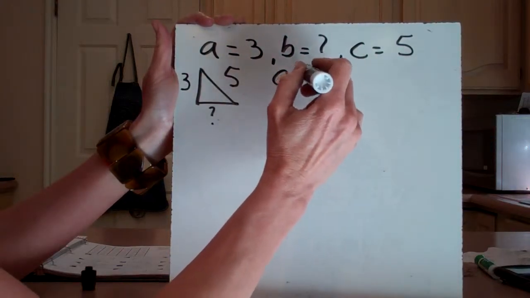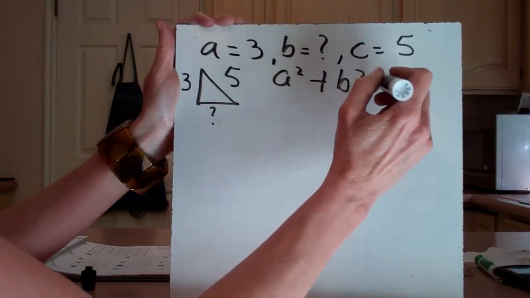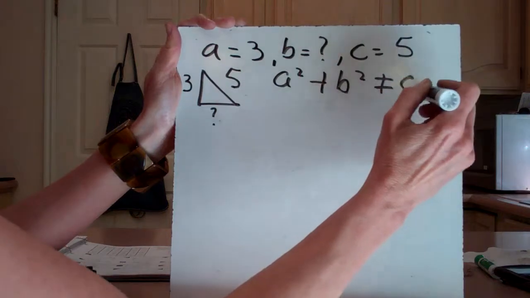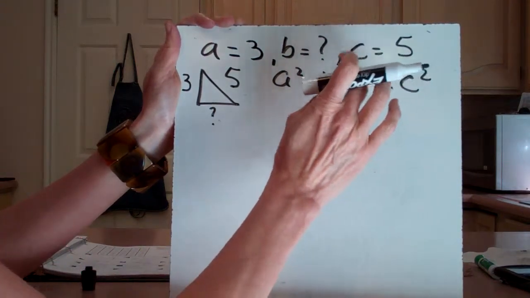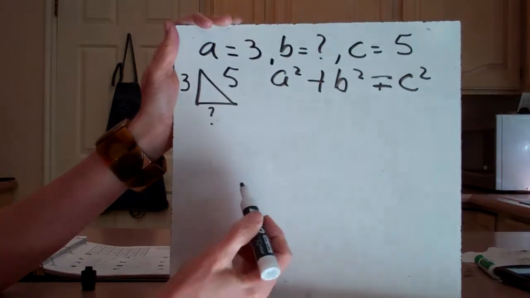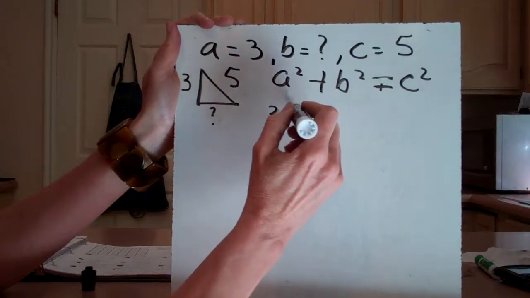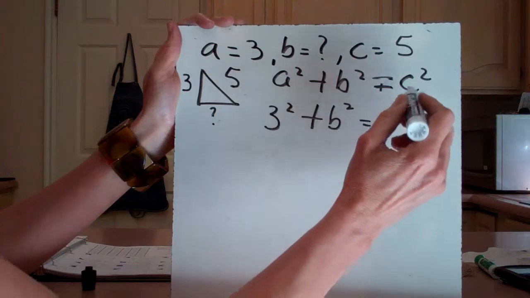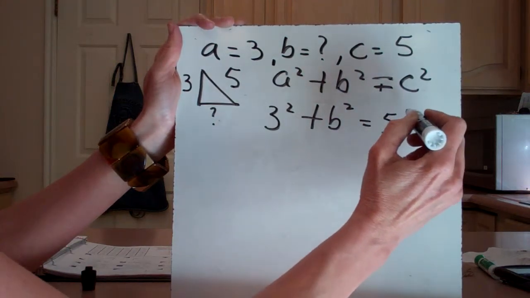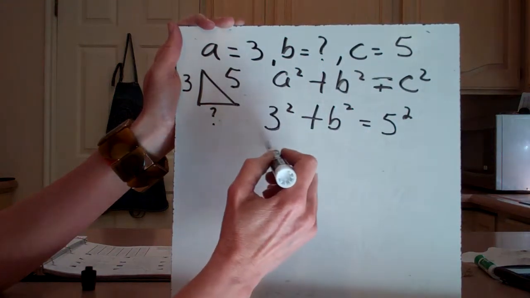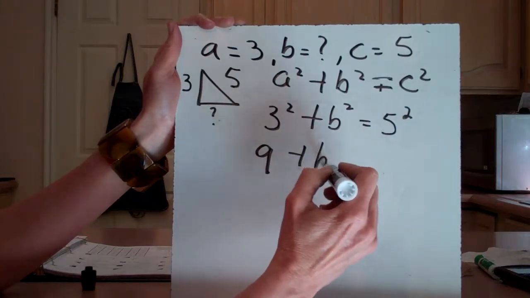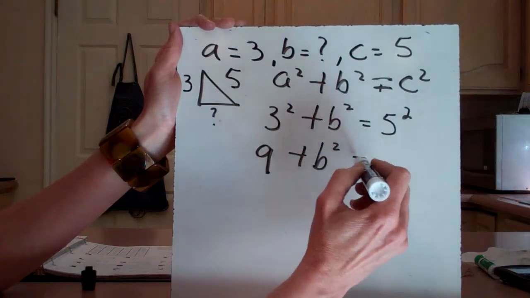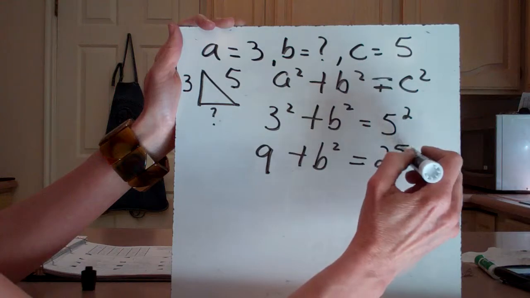We'll plug that into our Pythagorean theorem. A squared plus B squared equals C squared. A is 3, so 3 squared. B squared we don't know. And C is 5. 3 times 3 is 9. We don't know B squared. And 5 times 5 is 25.